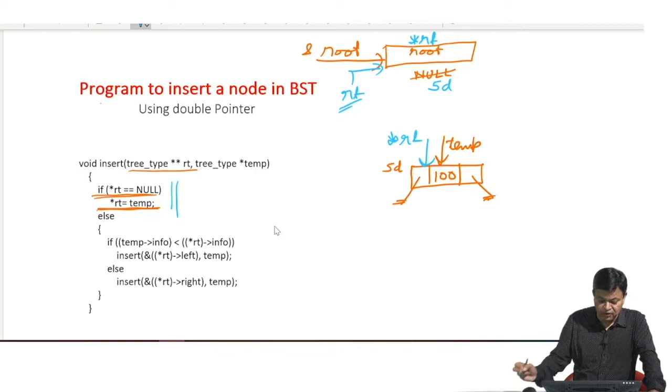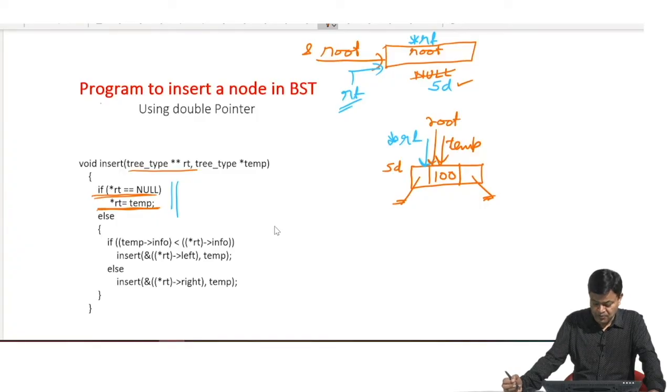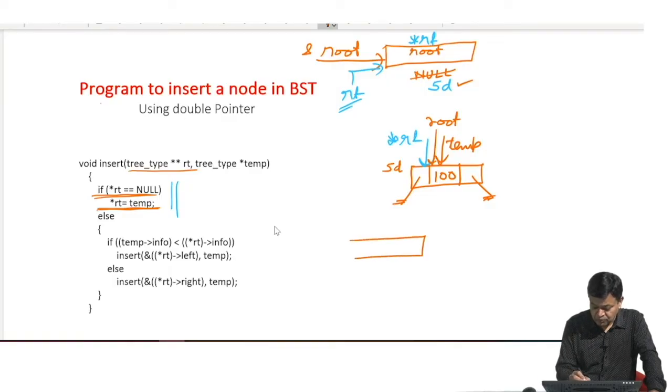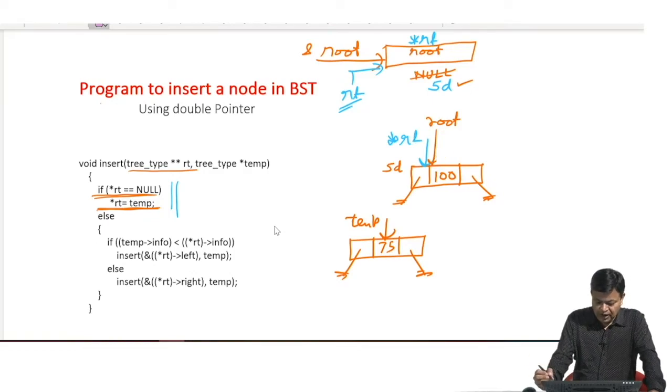Whenever we go back to the main function, the value of root is 5D. So, this is for the first time. Now, second time, suppose we want to insert the number 75. First of all, we will create a temp and store 75 inside this. Left and right will point to null. Now, temp is no longer pointing to the earlier node. After that, from the main function we will pass the address of root and the value of temp.